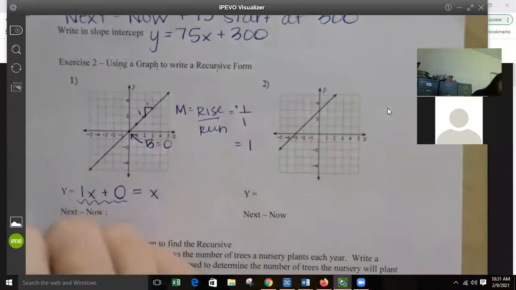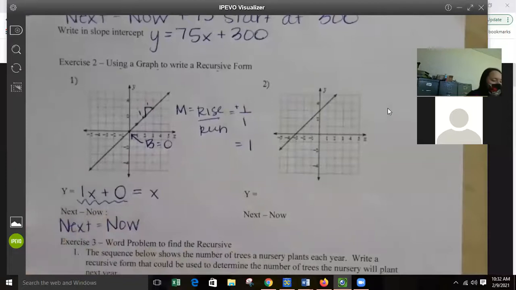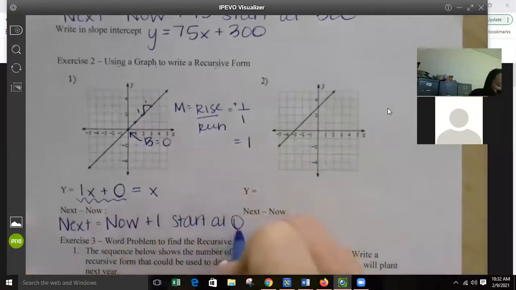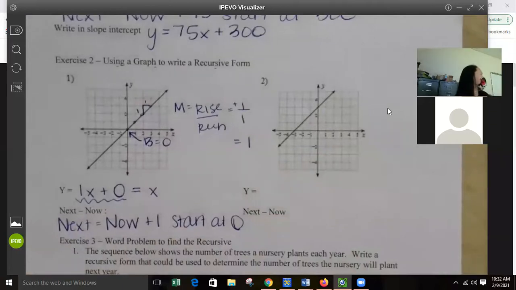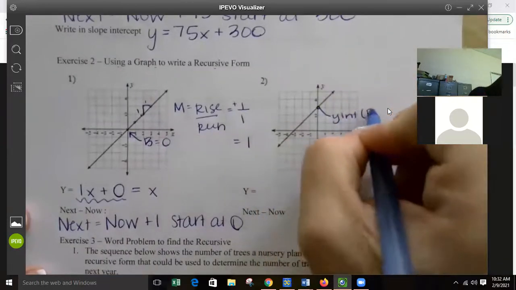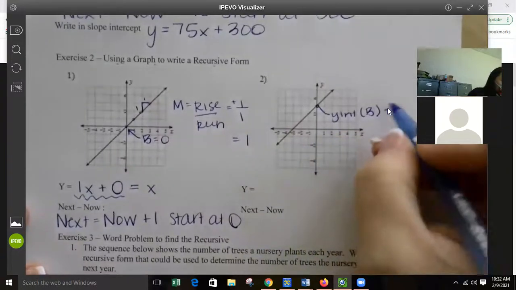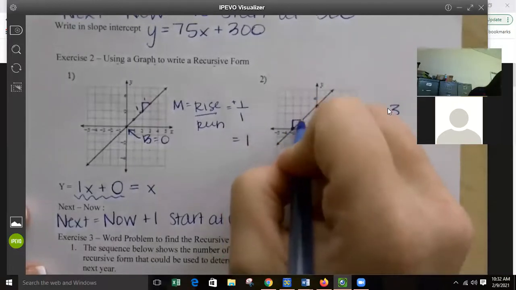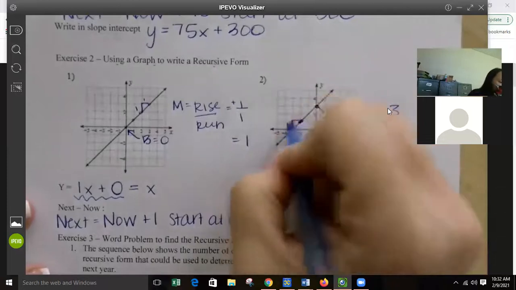This is the one that you need for next now, though. Okay. So next equals now. What was my slope? A positive one. Where'd we start? That's all you did. So you should already know how to write your equation from a graph. The new thing is the next now. All right, so on number two, your y-intercept or your b is at what? Three. Find perfect points. It doesn't matter which ones you pick. This one is also going to be a rise one, run one.